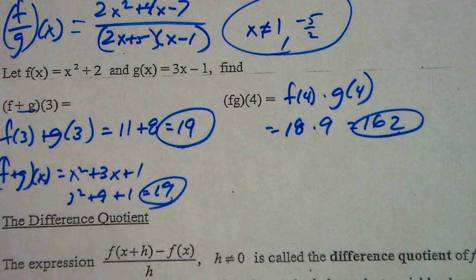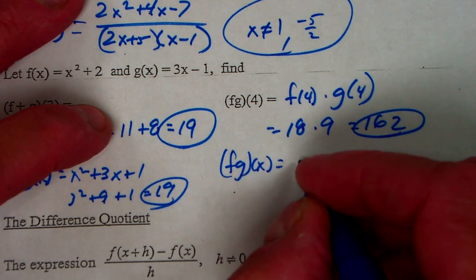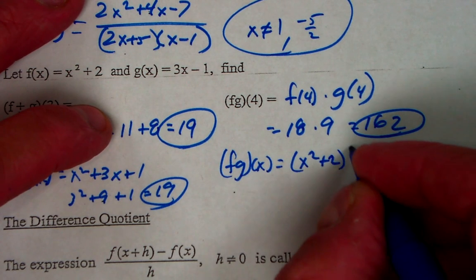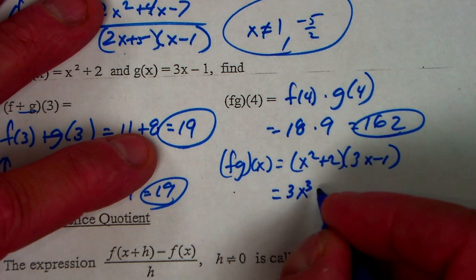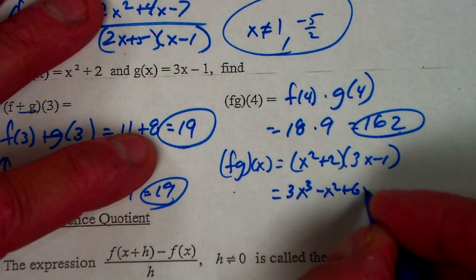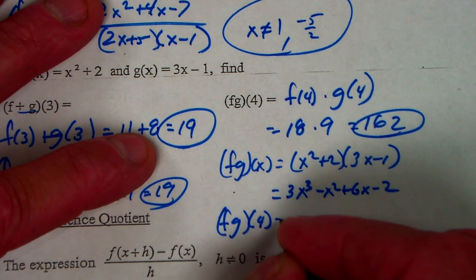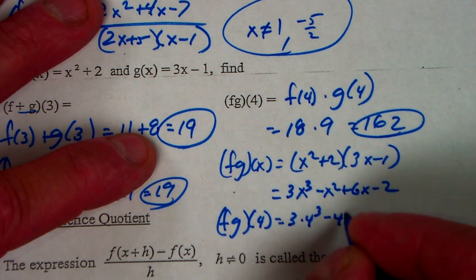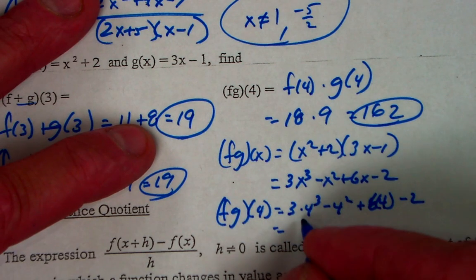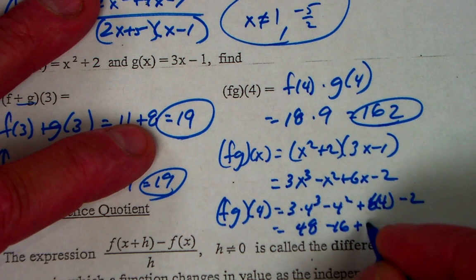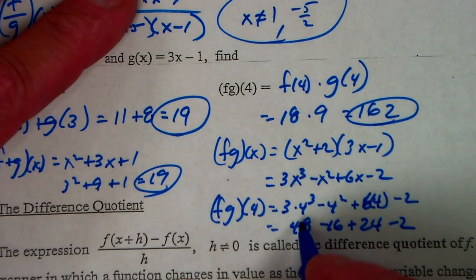Oh, the calculators are clicking out now. Ugh. And I'm getting different answers. Oh, 3 times 4 cubed.